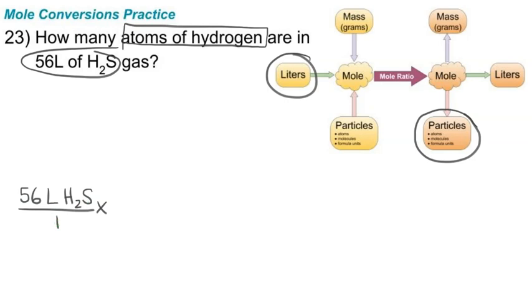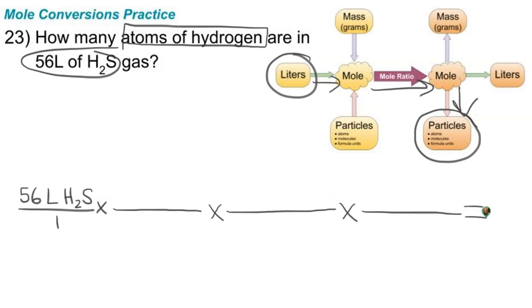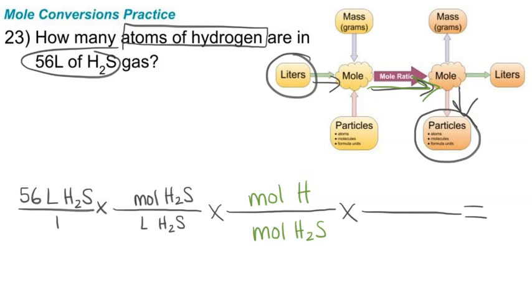And then I see on my chart that I'm going to need 1, 2, 3 steps. So I'll go ahead and put in the lines to put my conversion factors on. On the bottom of my first conversion factor, I will simply drag and drop liters of H2S. And I'm first going to moles of H2S. My next conversion factor will be my mole to mole step. So we'll have moles of H2S on bottom, and still the same unit of moles on top, but this time it will be moles of hydrogen, my new substance. And then finally, we'll take our moles of hydrogen out to atoms of hydrogen.